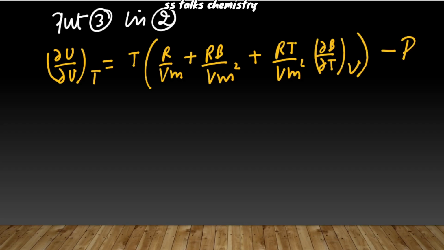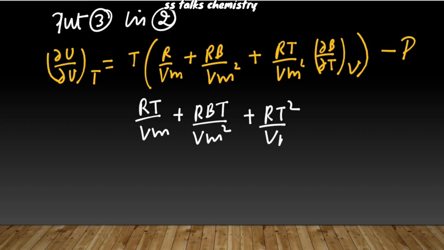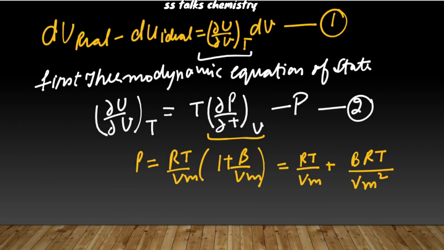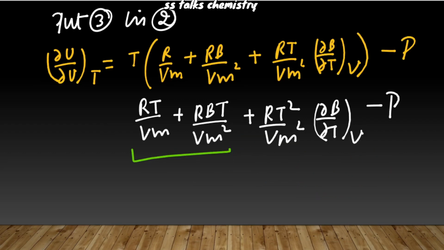So here you see, open up this, it becomes RT upon the Vm plus RBT upon the Vm square plus RT square upon the Vm square into del B by del T at constant volume, minus the pressure. So this whole term, RT upon the Vm plus RTB upon the Vm square, was the pressure term only, that is RT upon the Vm plus BRT upon the Vm square. This thing is there and these both are the same.